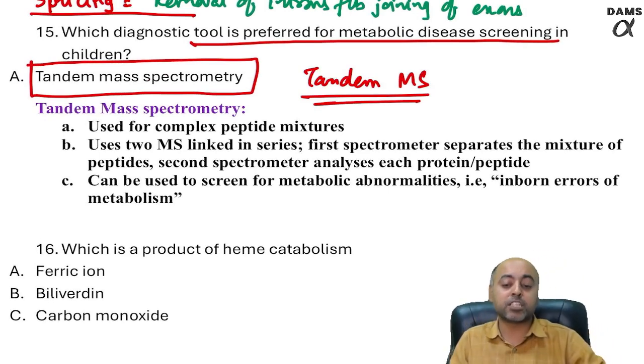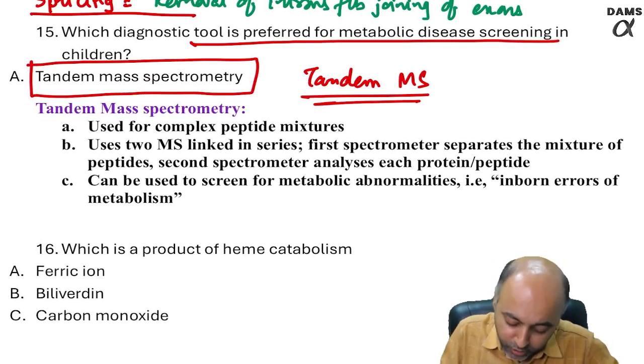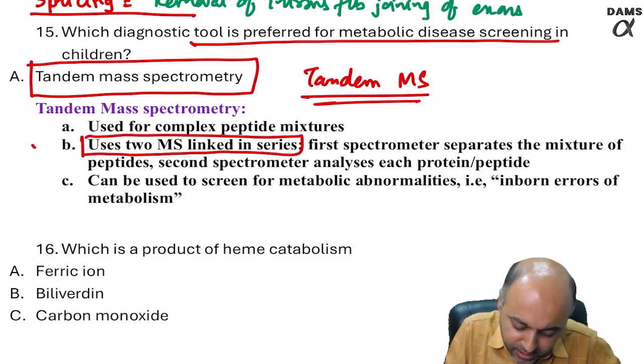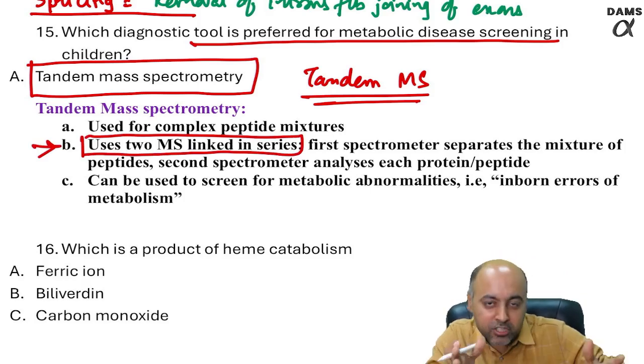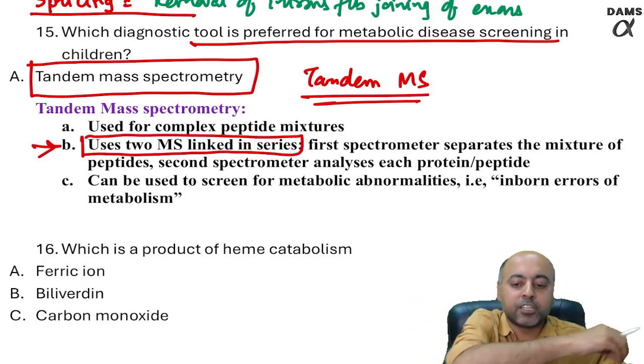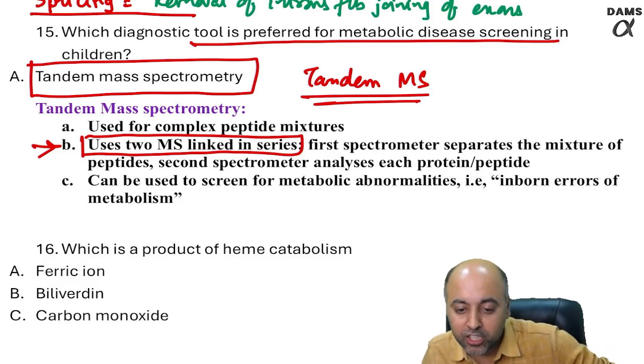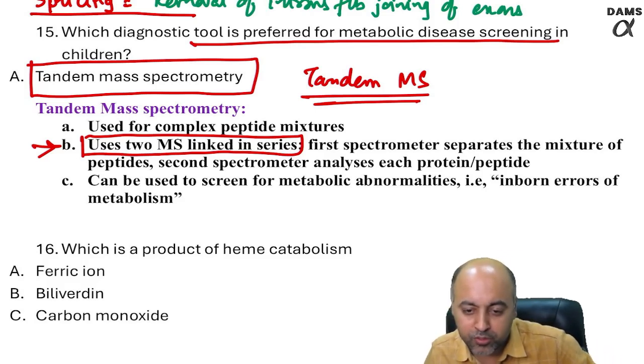Tandem MS is tandem mass spectrometry, and here what you have to remember, we are using two mass spectrometers linked in series. That's it. First one will carry out separation. Second one will identify each of the separated molecules.